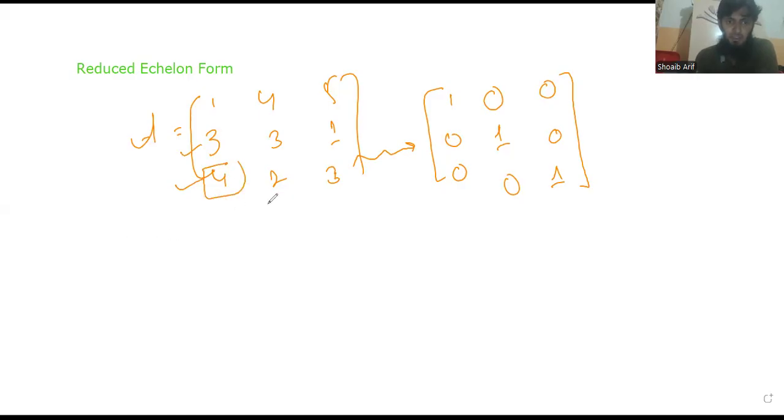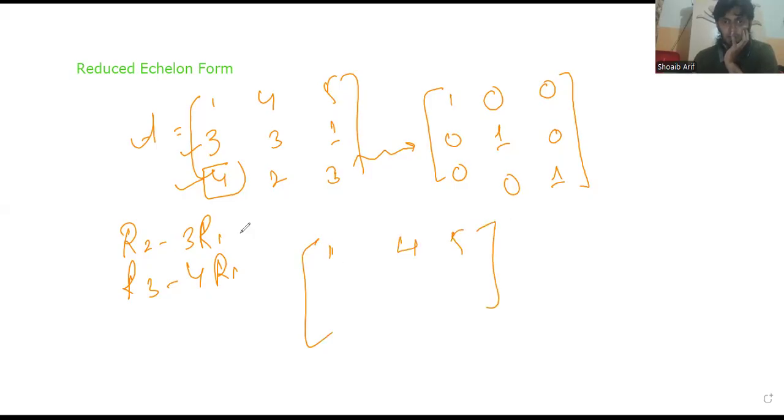So apply operation R2 minus 3R1, and for R3 minus 4R1, because we want to zero this place in this matrix. So we will use this operation on this matrix. The first row stays as it is: 1 4 5. For R2, we apply this operation. So we will substitute 3 minus 3 in the place of R1.